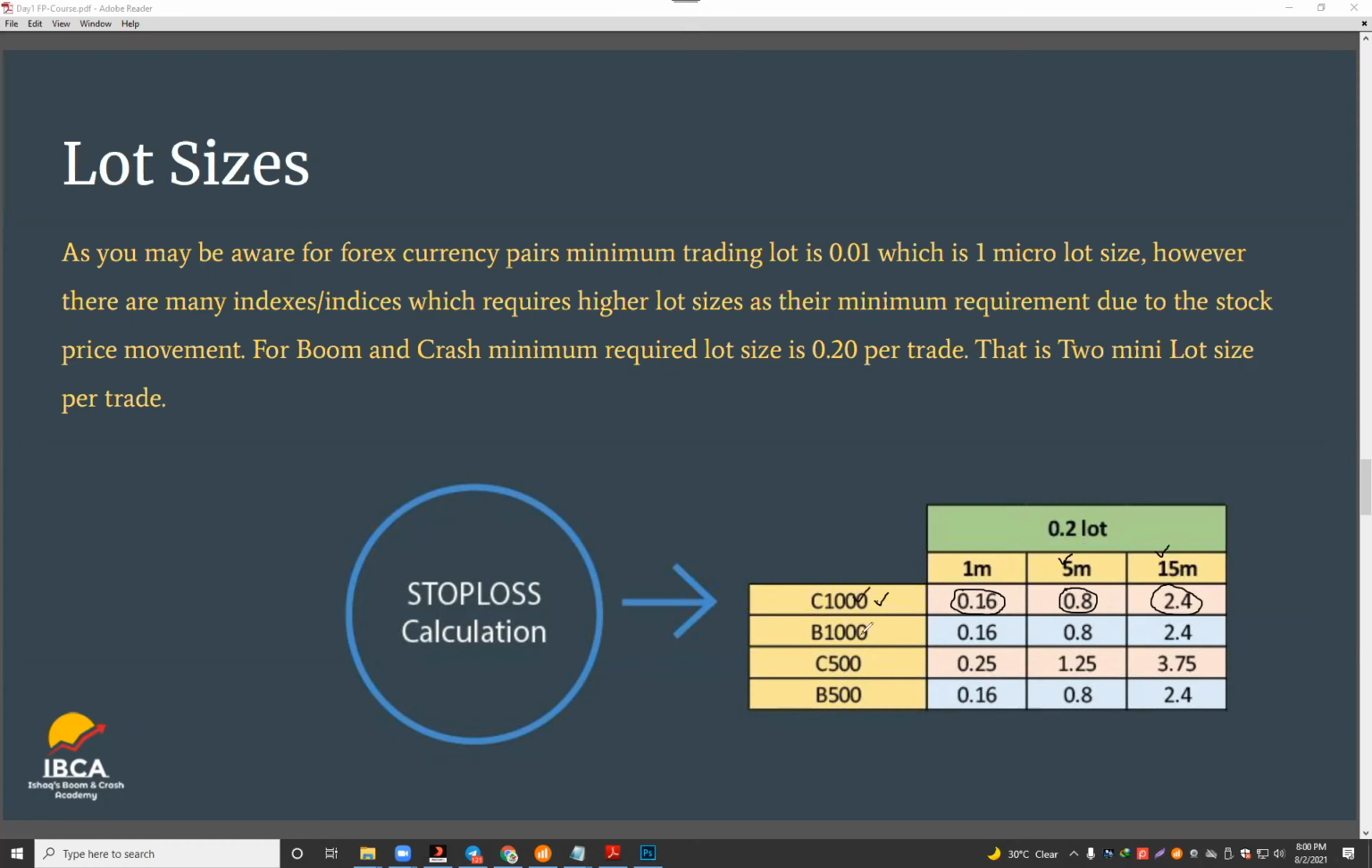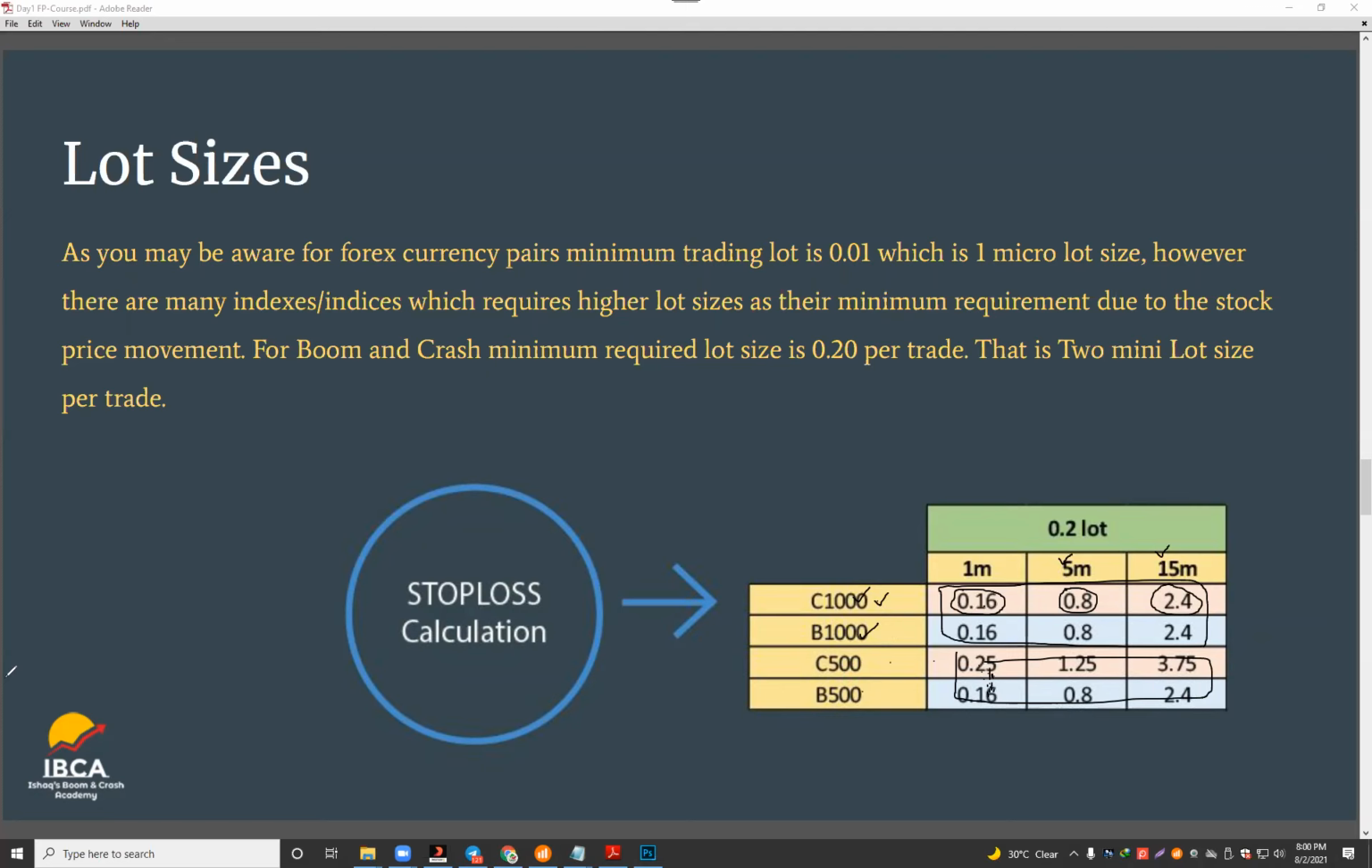Yes. So C1000 and B1000 is the same. And here on the C500, B500, it is different on the 0.2 lot, right? So this calculation, I have a doubt. It can be a little bit different. I will check it, right? This is a tentative price, because the charges are higher than the C1000 and B1000.